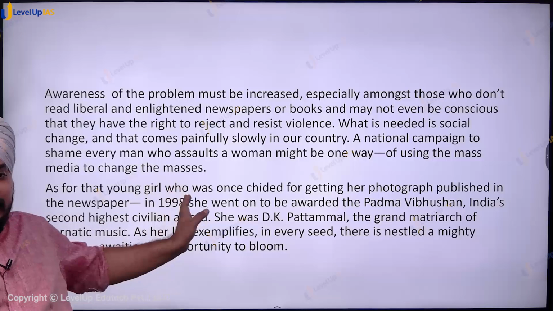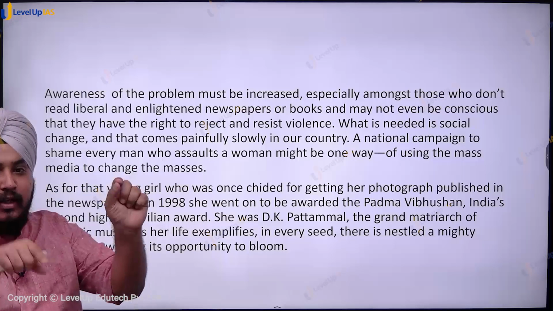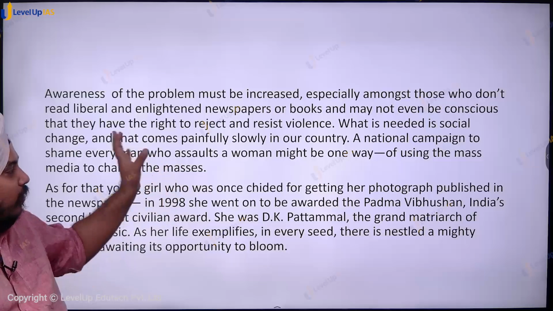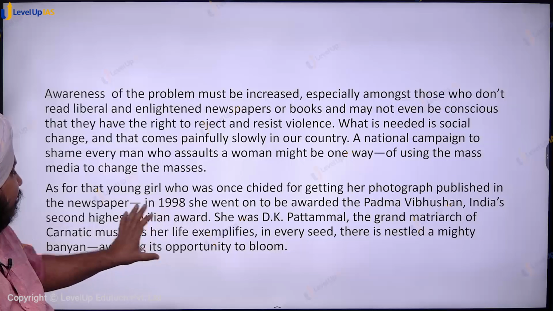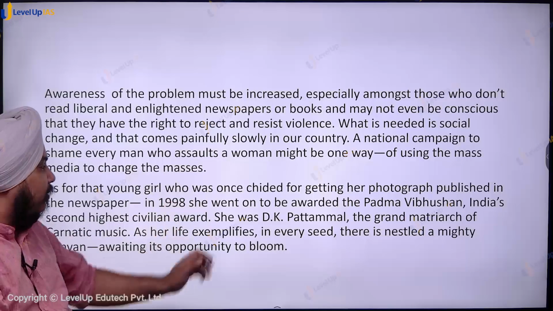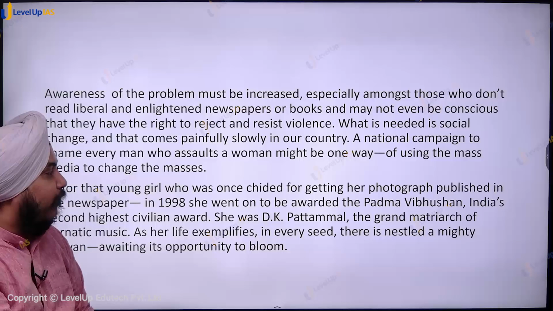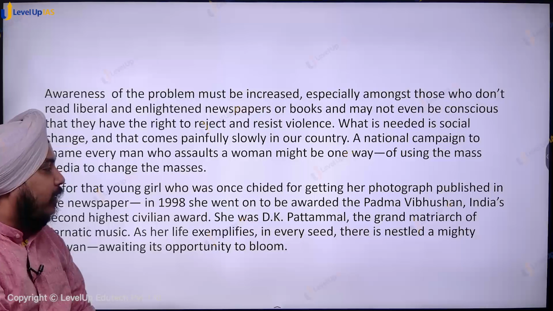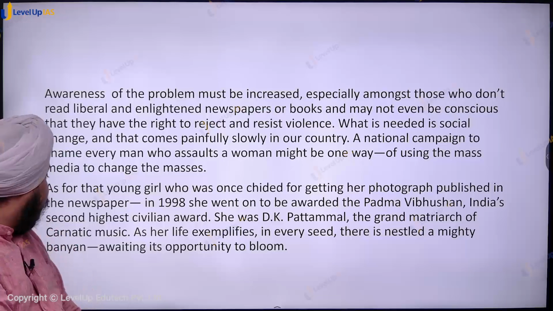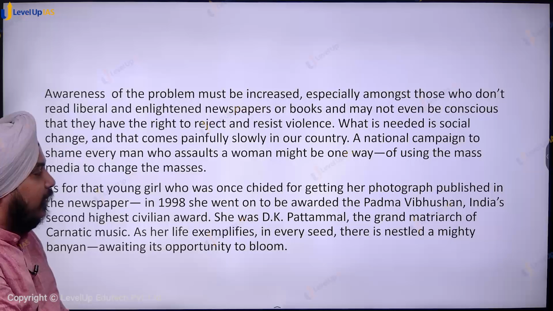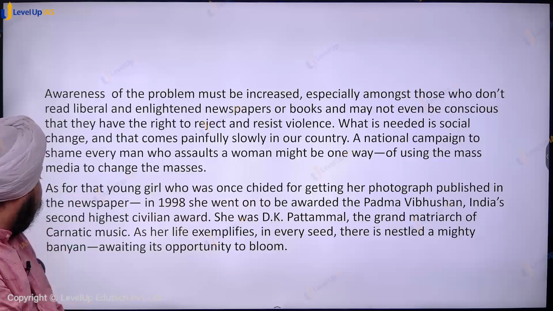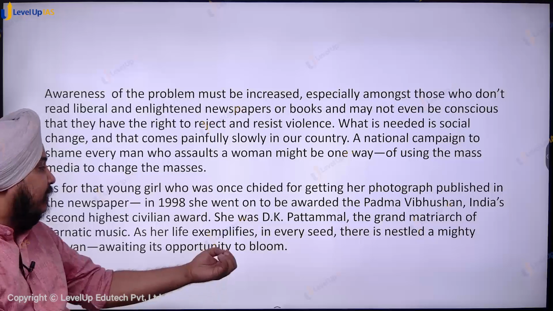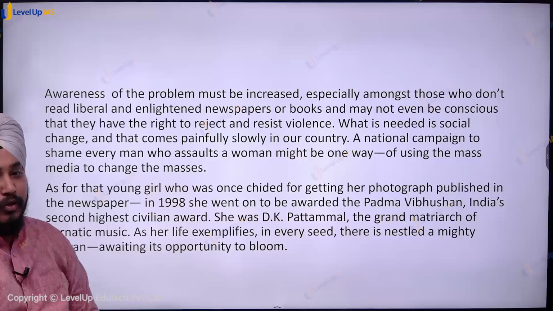Now, this is the conclusion of the same essay, a very connecting conclusion. The conclusion is that awareness of the problem must be increased, and so on. The last line is very important. As for that young girl who was once chided for getting her photograph published in the newspaper, in 1998 she went on to be awarded the Padma Vibhushan, India's second highest civilian award. She was D.K. Pattamal, the grand matriarch of Carnatic music. As her life exemplifies, in every seed there is nestled a mighty banyan awaiting its opportunity to bloom.